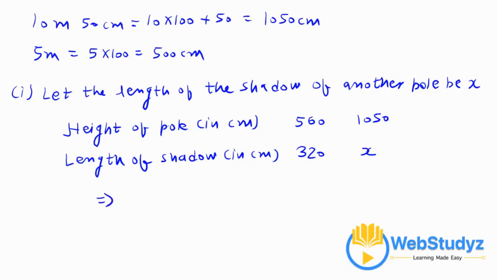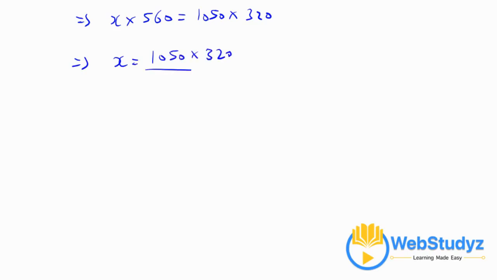So as it is in direct proportion, we can write this as 560 by 320 should be equals to 1050 by x. So we can write this as x into 560 should be equals to 1050 into 320. From here we can calculate the value of x, which is equals to 1050 into 320 divided by 560. So solving this, we get the value of x as 600 centimeter.